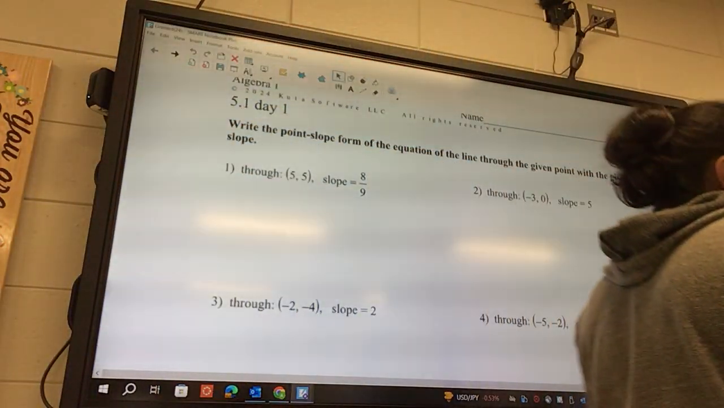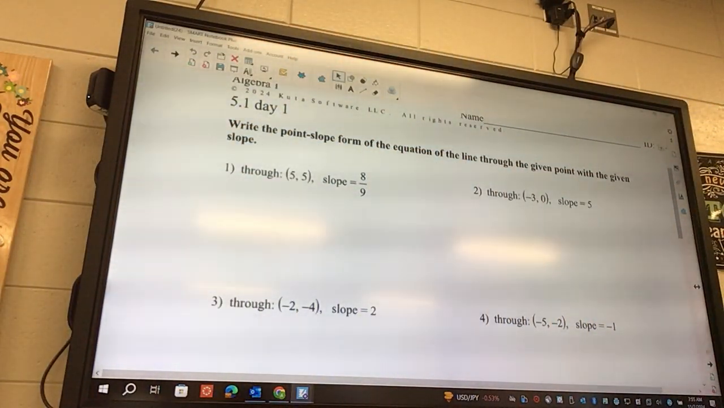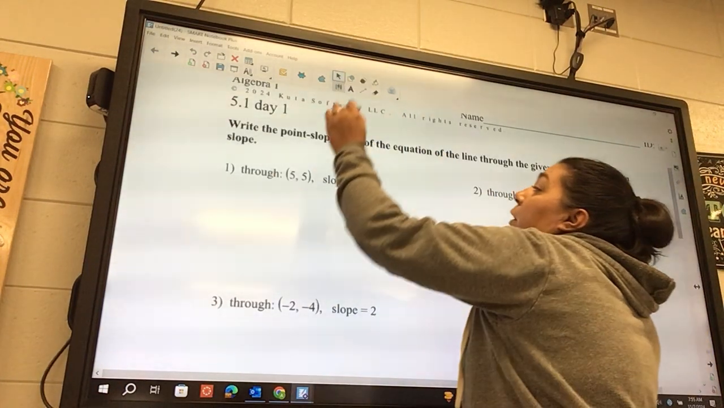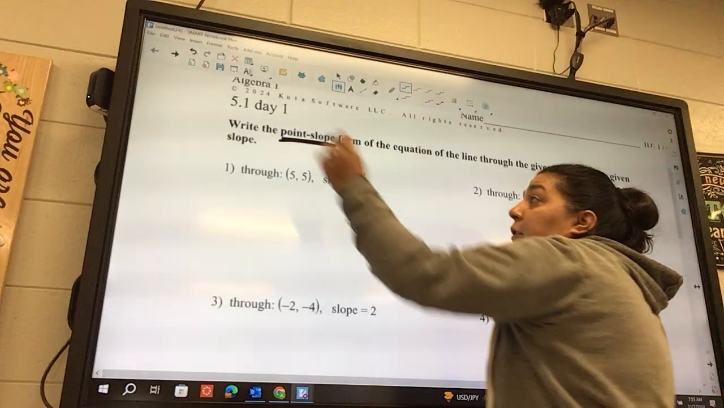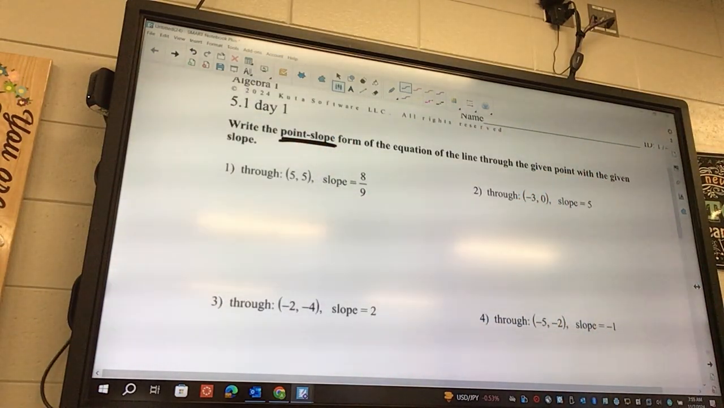Directions are important. So this says write in point slope form. The title is really important. It says point slope form, meaning you need a point and a slope in order to do the form. The one thing everybody gets mixed up on is when to use slope-intercept and when to use point slope.